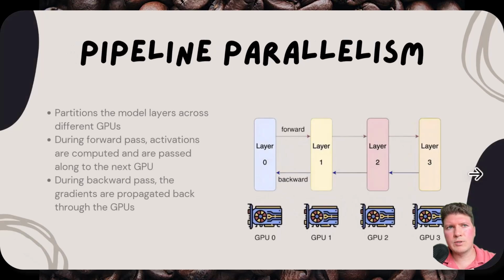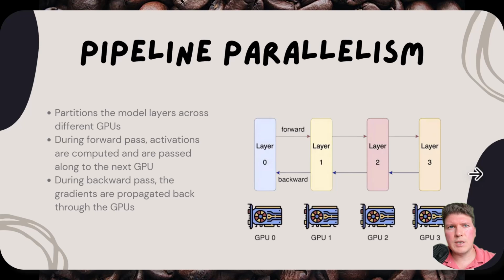Pipeline parallelism is a strategy for distributing the computation load of LLM training and inference across multiple GPUs. Pipeline parallelism partitions the model's layers across different GPUs. This allows each GPU to handle a specific portion of the model, reducing the memory burden on individual GPUs.